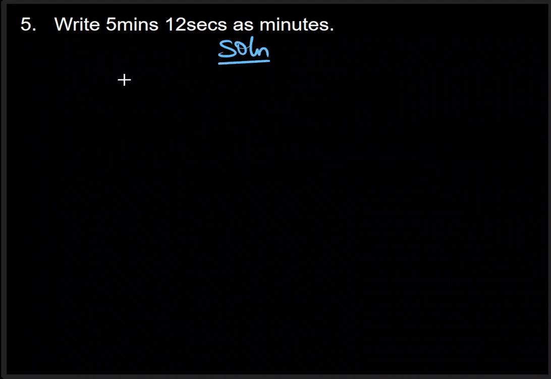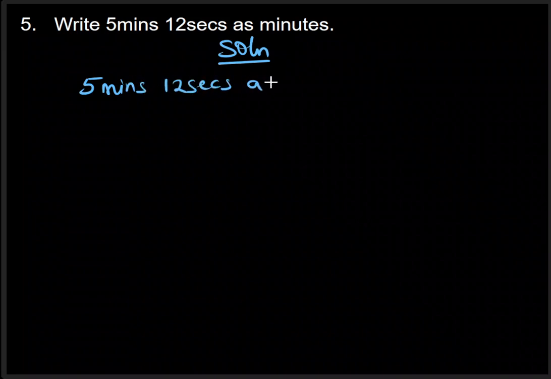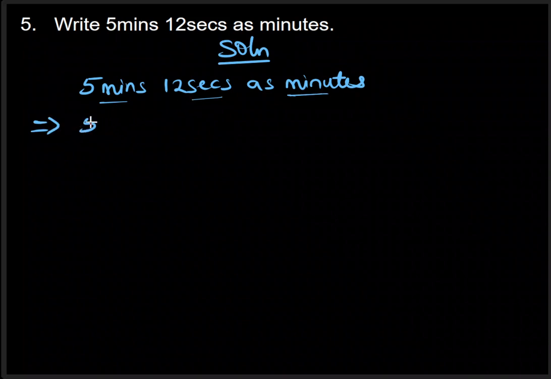Write 5 minutes 12 seconds as minutes. Okay, so we have to put our answer as minutes. We can see this is already minutes. That means we have to change this 12 seconds to minutes and then add it. Don't forget what I said: 5 minutes 12 seconds is the same thing as saying 5 minutes plus 12 seconds.